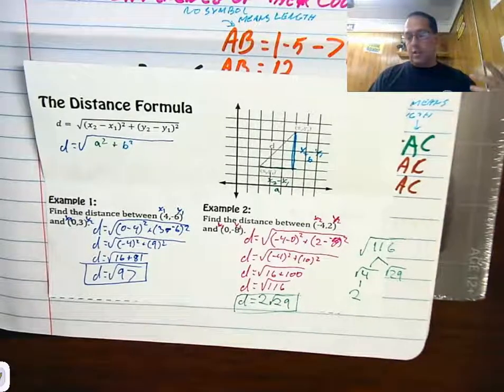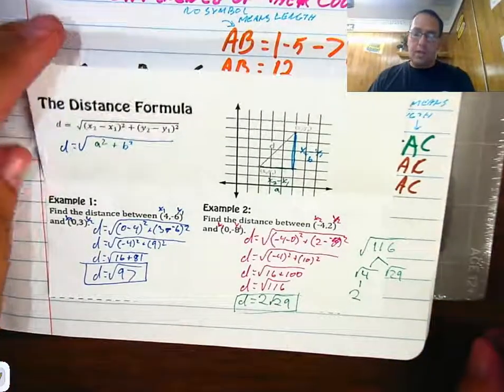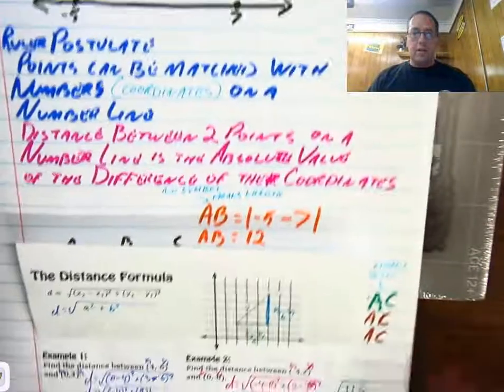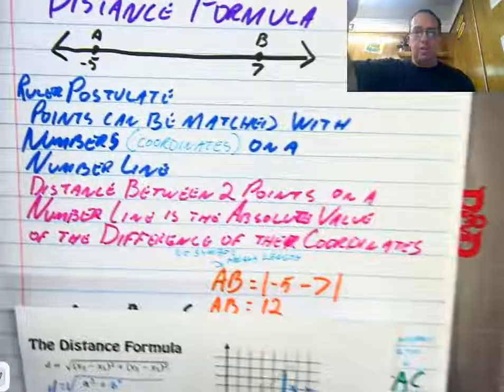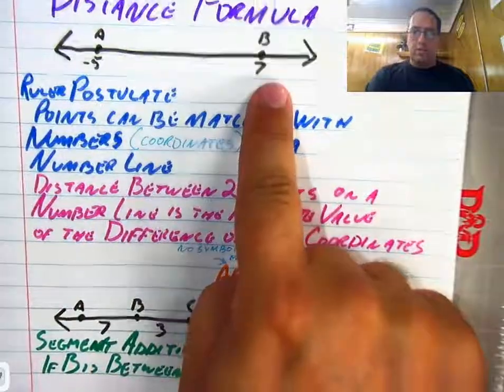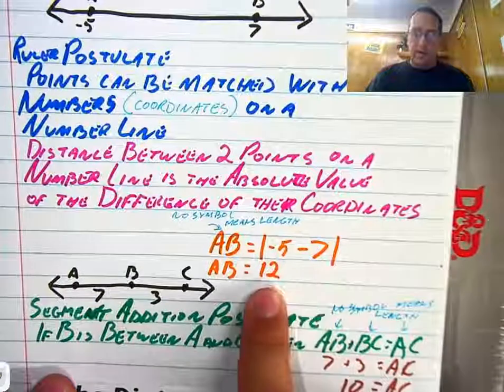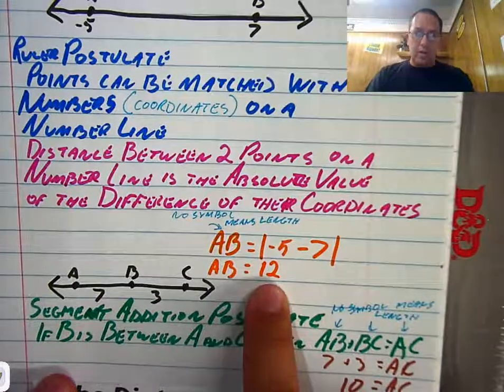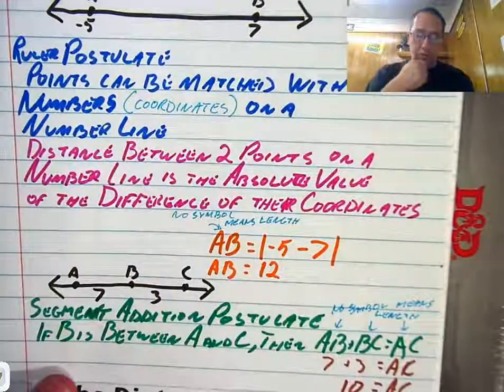And this is distance formula. If you have numbers on a number line, so it's just a single number line, all you have to do is take the 2 coordinates, subtract them, and take the absolute value. So you have a positive number. And this is distance, and that's ruler postulate.